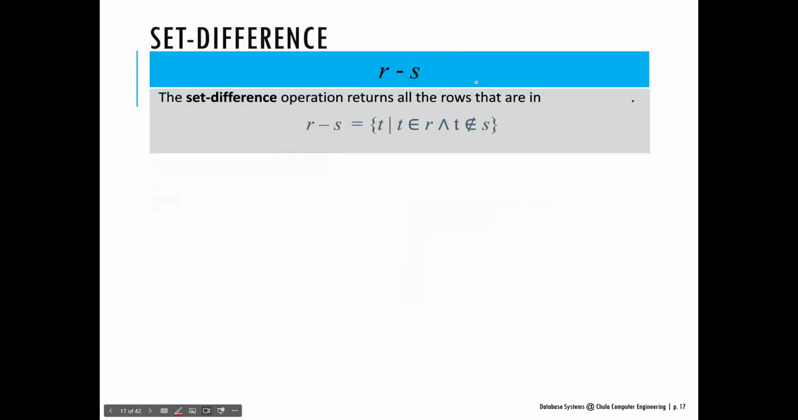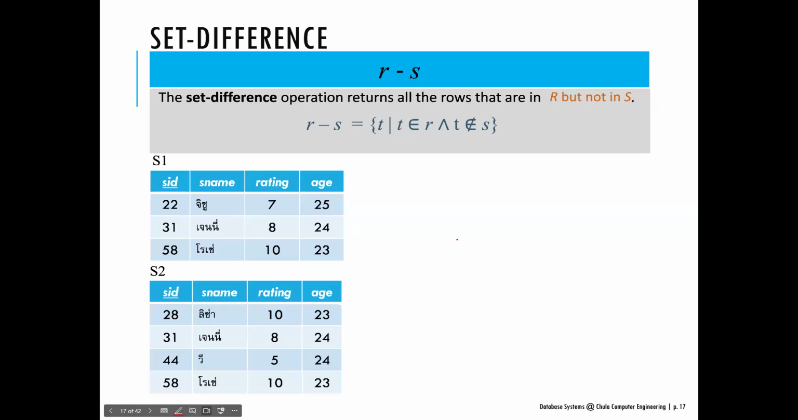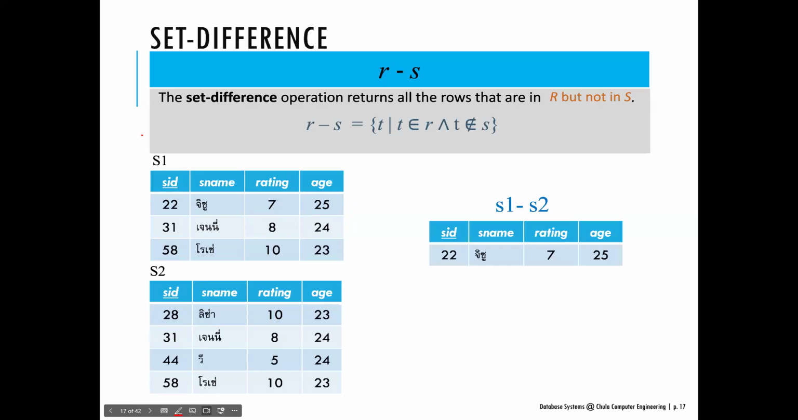Now, set difference. If you take the set difference, it's where T is a member of R and T is not a member of S. So if I have S1 and S2 here and I want S1 minus S2, what would be the answer? You actually have the answer on your slide, but I'm just going through this with you. If you take S1 minus S2, you have 22 here, which does not show in S2. You have 31 there, so 31 would be discarded because you do set difference. You have 58, so 58 would be discarded because you have them on both relations.